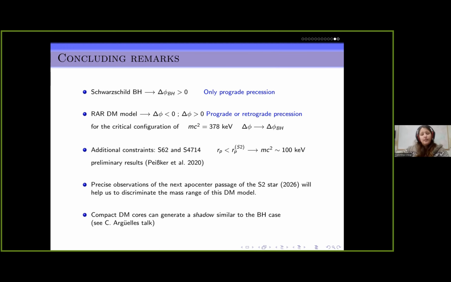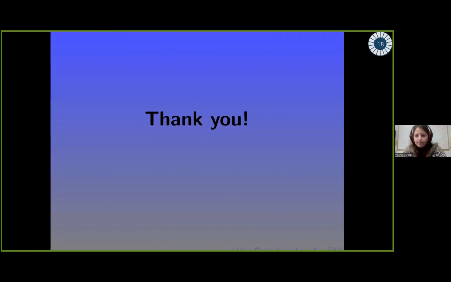And as a last and exciting result, a new result that Carlos showed earlier today, these dark matter cores can also generate a shadow which is very similar to the shadow of the black hole case. I don't know if you saw the figures of his talk today, but we are very excited about this, and we are looking forward to continue investigating more about that topic. So that's all. Thank you.